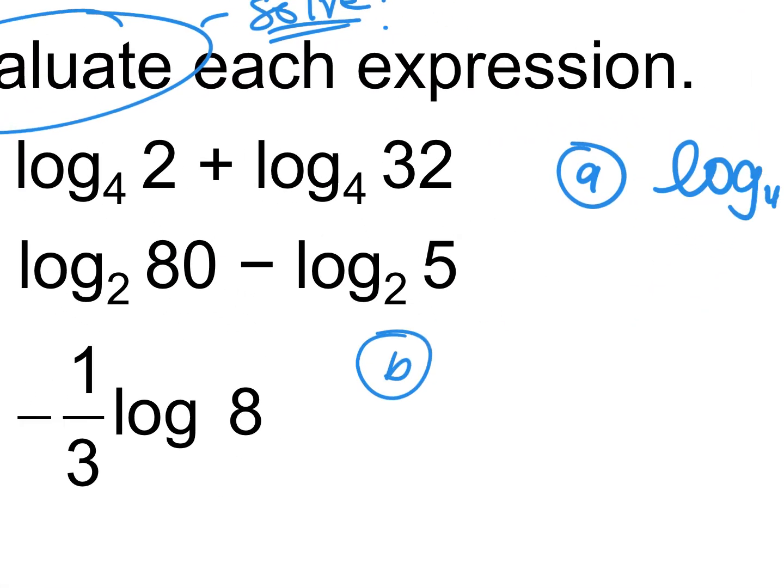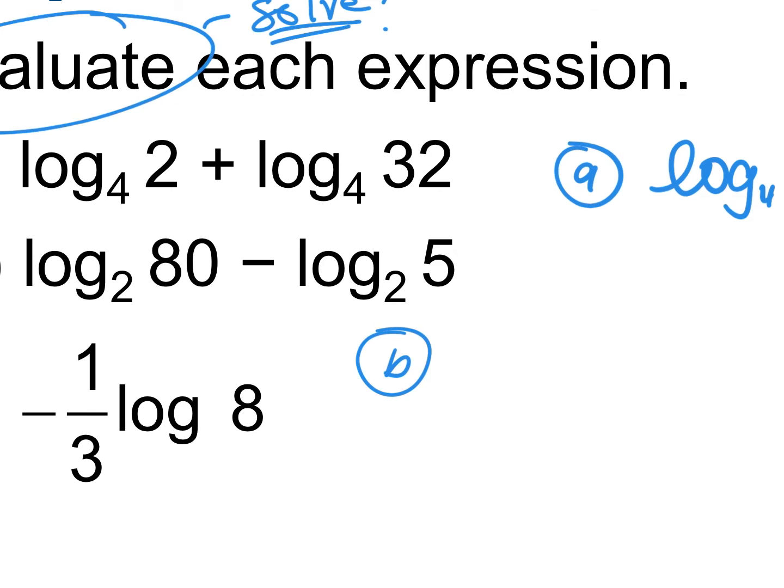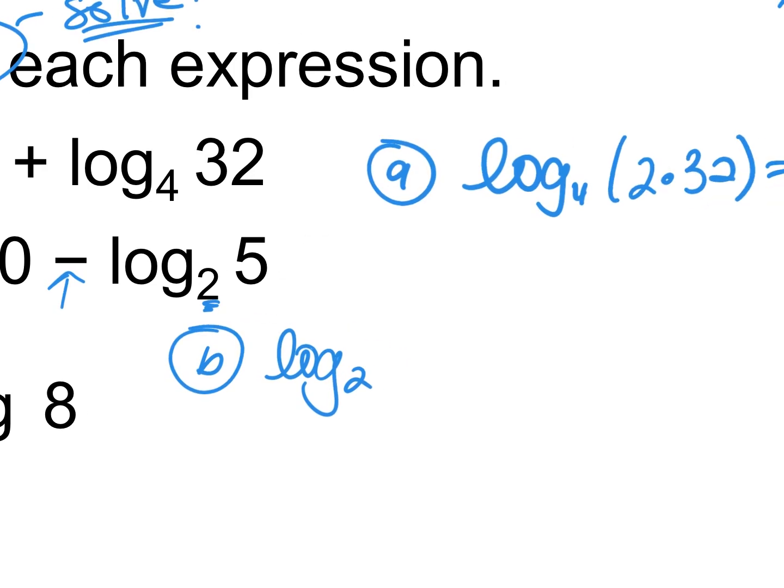Okay, I have B, and I have log base 2 of 80 minus log base 2 of 5. Are you dealing with the same log base? What's the log base here, and what's the log base here? 2. So I can rewrite this. I can smush it together. Log base 2. What does subtraction become when we condense? Division. So this is the same as 80 divided by 5. And I don't know what it equals, but we're going to figure it out.